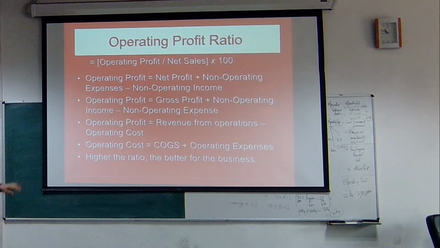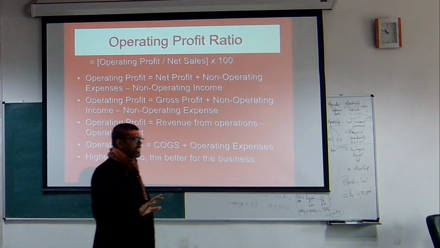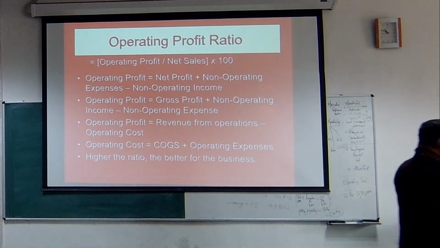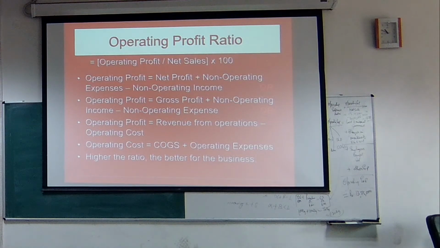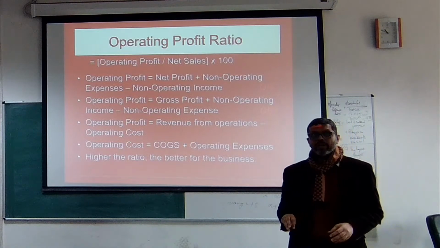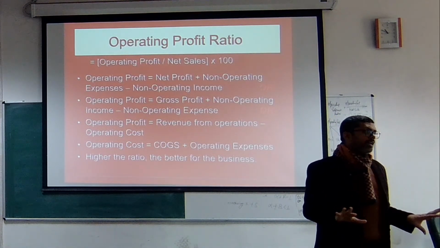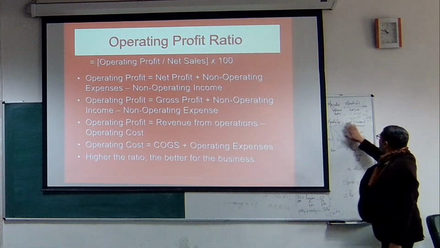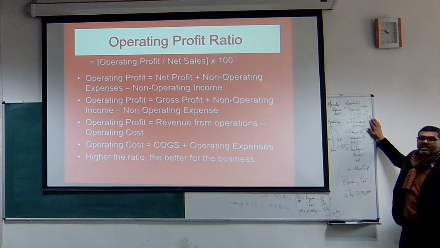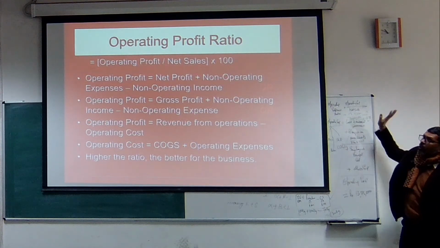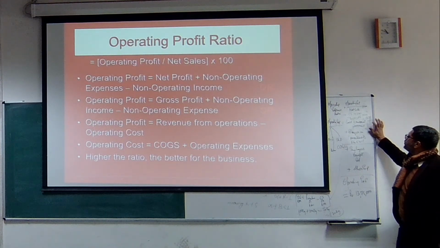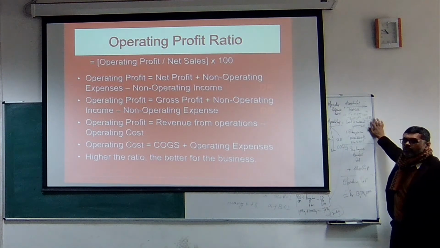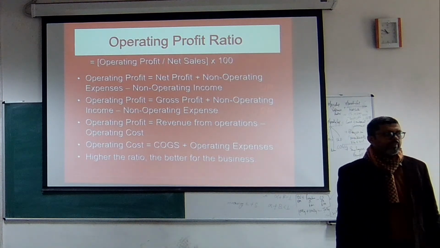Just one, this is the last slide. Now this is the fourth one, and this is operating profit ratio. We know that operating expense ratio plus operating profit ratio has to be equal to 100. Like in this, we have calculated operating expense ratio is 68.75%. So our operating profit ratio will be 31.25%. Absolutely. Is it okay?